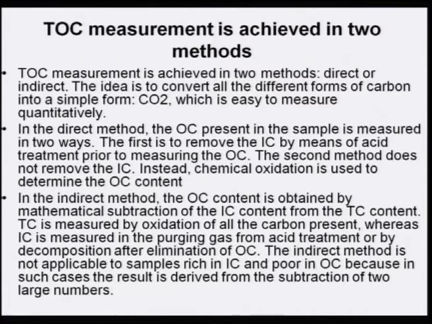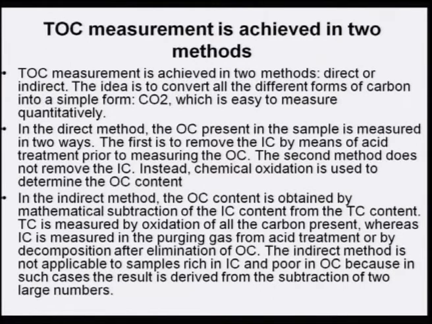The first is to remove the inorganic carbon, that is the IC, by means of acid treatment prior to measuring the OC. The second method does not remove the IC. Instead, chemical oxidation is used to determine the OC directly.